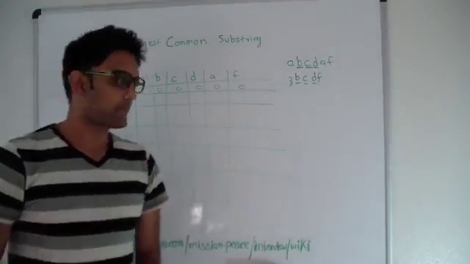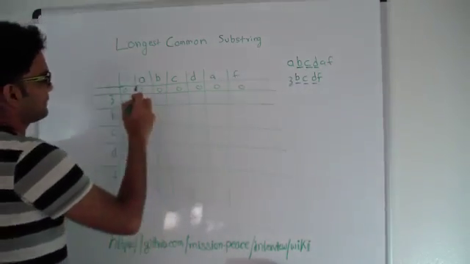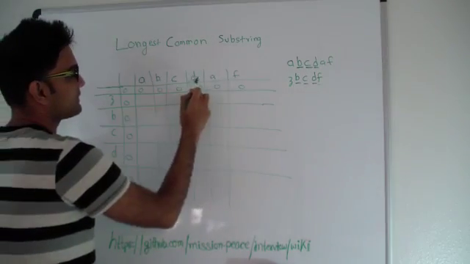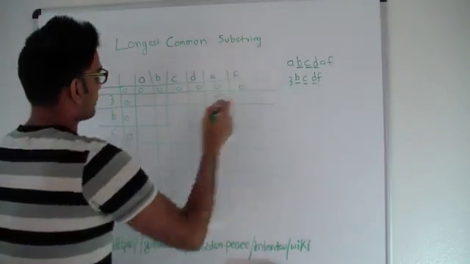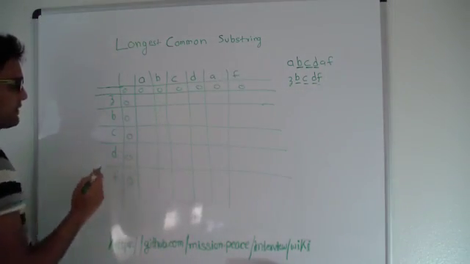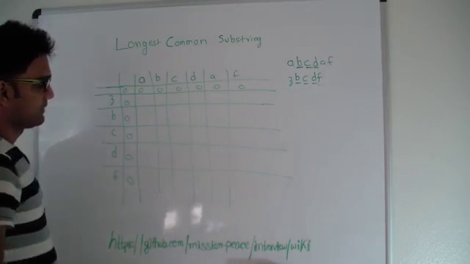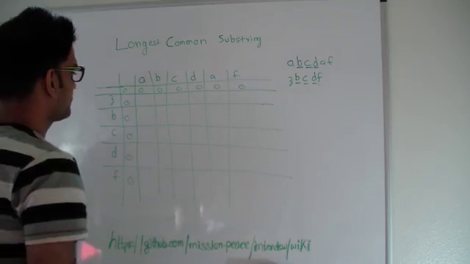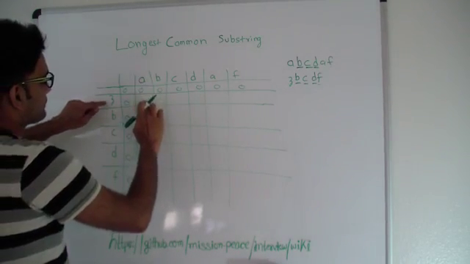So how do we solve this problem? Yes, using dynamic programming. Here on the first row, I have the first string A, B, C, D, A, F. And in the first column, I have the second string Z, B, C, D, F. Now we'll populate this matrix and we'll get the result from there.